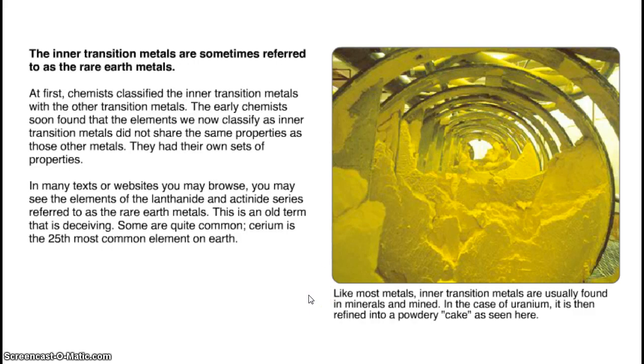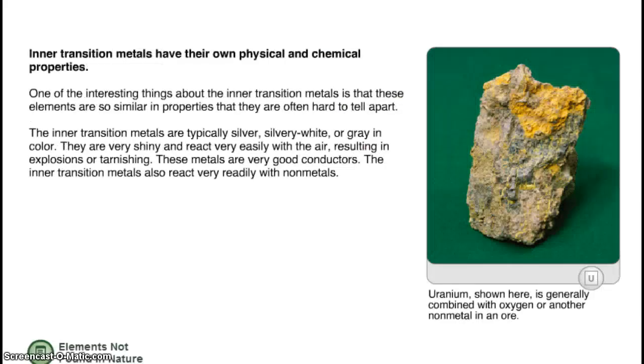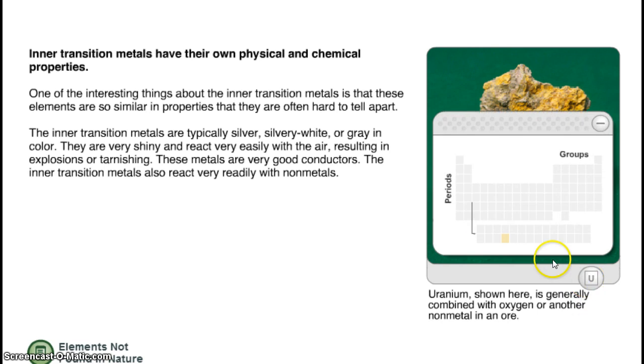Alright, like most metals, inner transition metals are usually found in minerals and mined. In the case of uranium, it is then refined into a powdery cake as seen here. So this is uranium. Inner transition metals have their own physical and chemical properties. Uranium, shown here, is generally combined with oxygen or another nonmetal in an ore. So again, on the bottom of the periodic table.